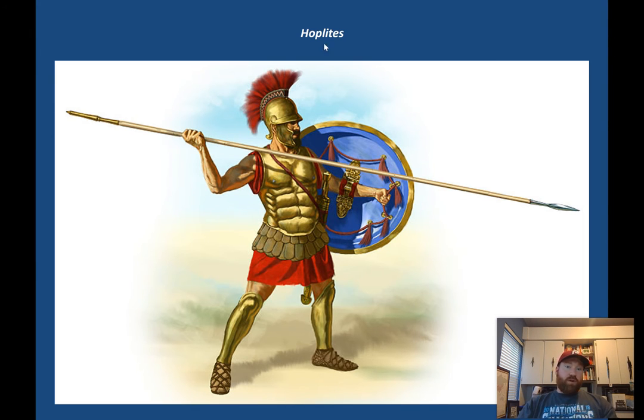And you also notice the armor. This is all bronze plated. You'll notice that their arms are exposed, their legs are fairly mobile. It's because they needed to be able to move quickly if necessary during a fight. So you see these shin pads and the helmet, and they would have all had different types of helmets depending on what city state they were from.